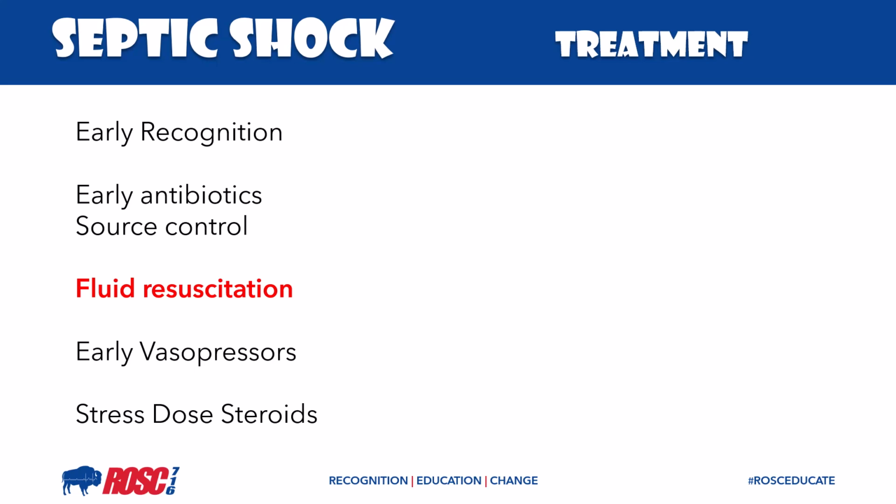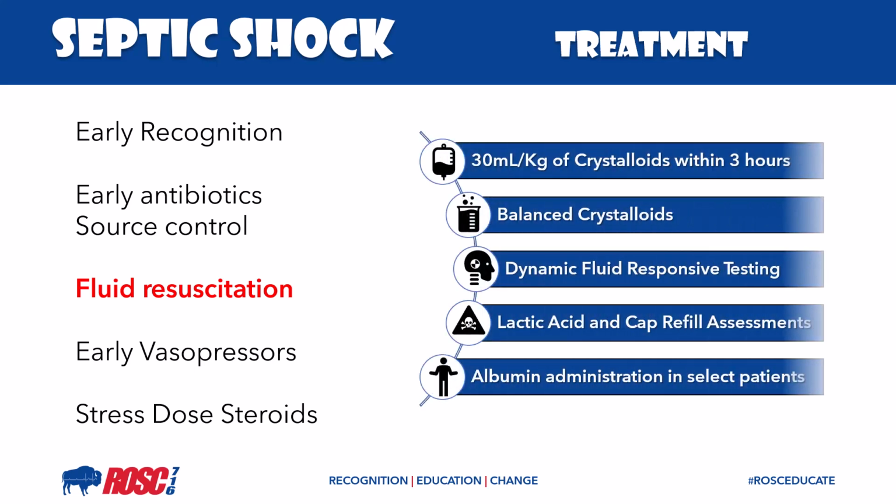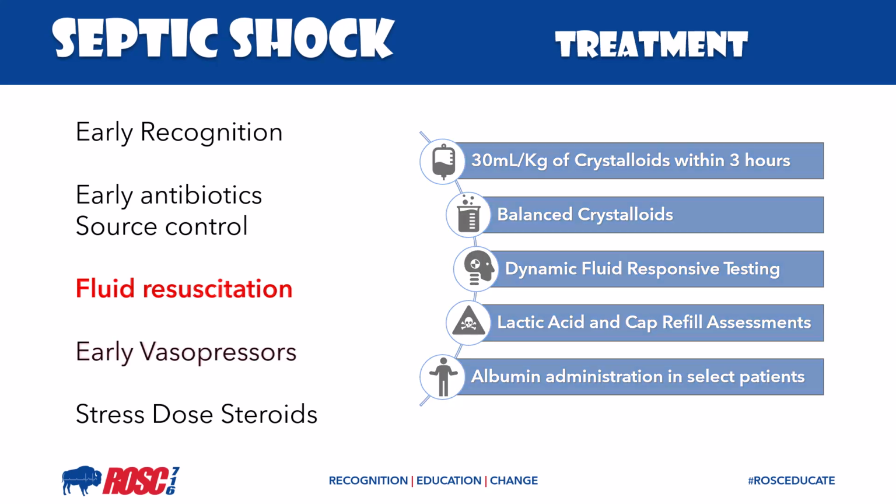Next is fluid resuscitation. This includes a handful of items seen here. 30 mLs per kilo of crystalloid bolus within 3 hours of diagnosis of sepsis-induced hypotension and/or shock, using balanced crystalloids as opposed to chloride-rich solutions like normal saline, dynamic fluid responsiveness testing as opposed to physical exam or static hemodynamic parameters alone, trending lactic acid levels, and cap refill assessment to assist in determining your resuscitation status. And then lastly, the judicious administration of albumin in select patients.